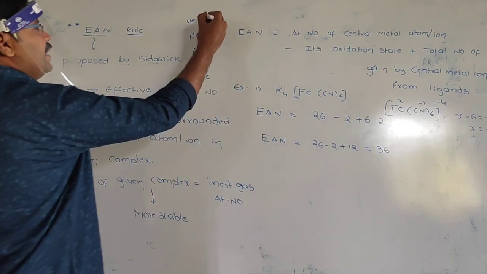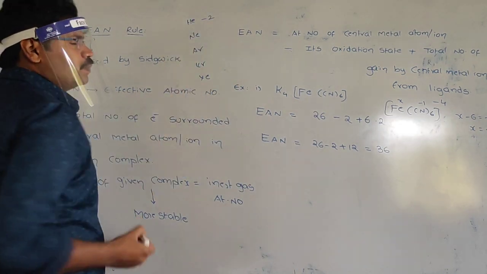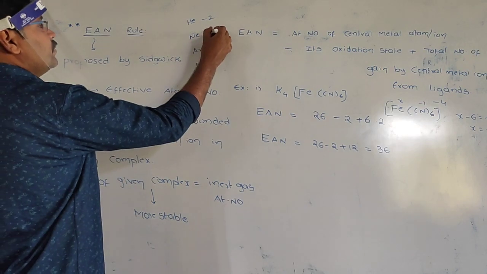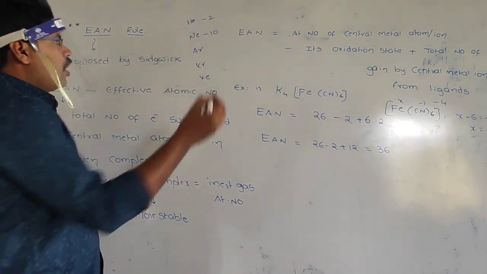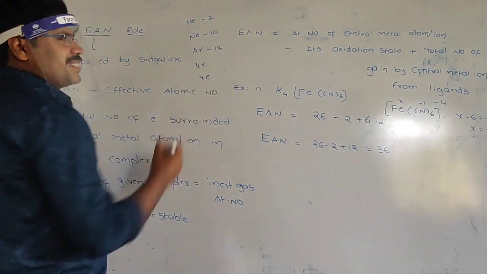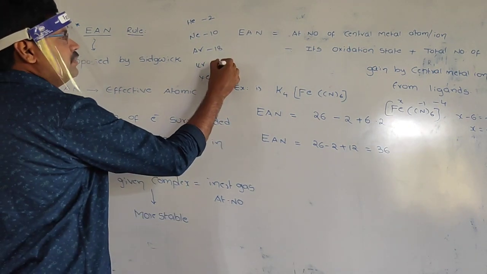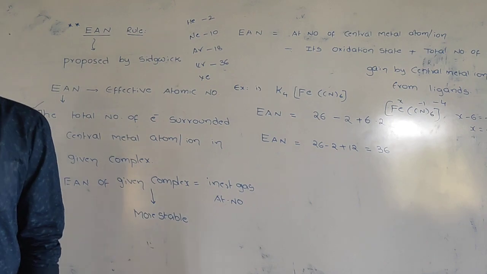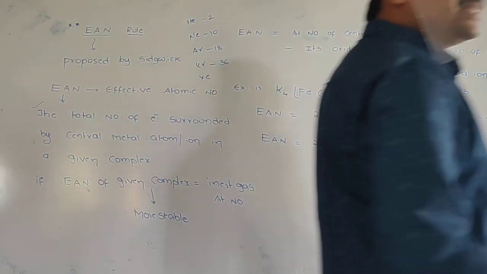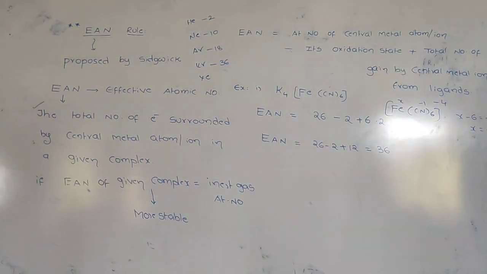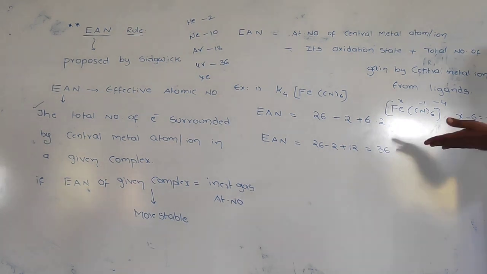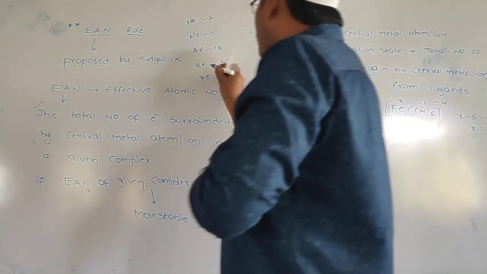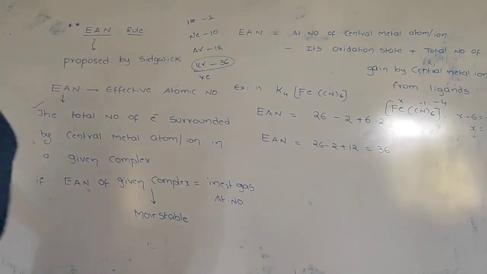What is the atomic number of helium? 2. What about neon? After adding 8, 10. What about argon? After adding 8 once again, 18. What about krypton? 36, because now we add 18. We know the regular intervals in the classification of elements are 2, 8, 8, 18, 18, 32. Then 36 is the atomic number of krypton, which is a noble gas, an inert gas.